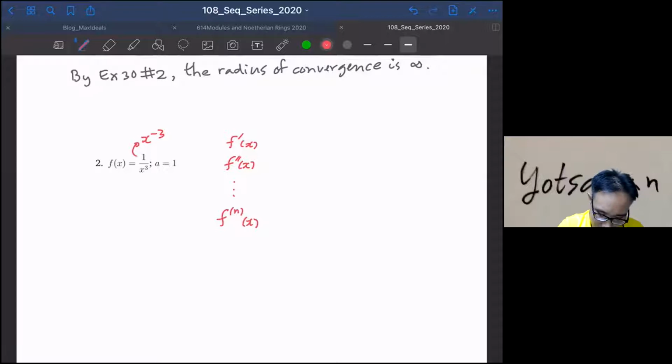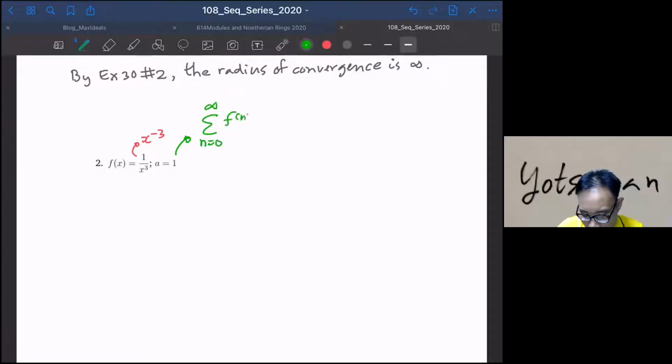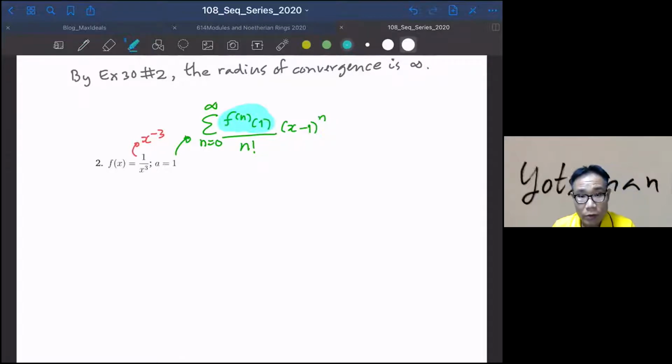Let me recall the formula a little bit, for gaining some understanding. The formula turns out to be the series n = 0 to infinity of the nth derivative at 1 over n factorial, times (x - 1)^n. So our purpose is to aim for the nth derivative at 1.